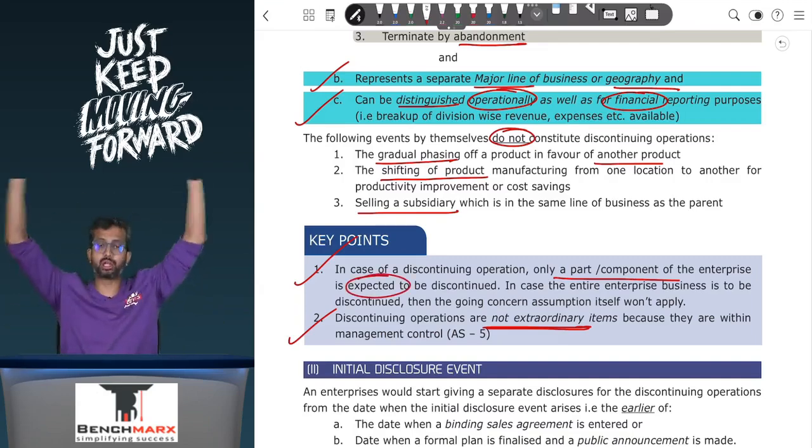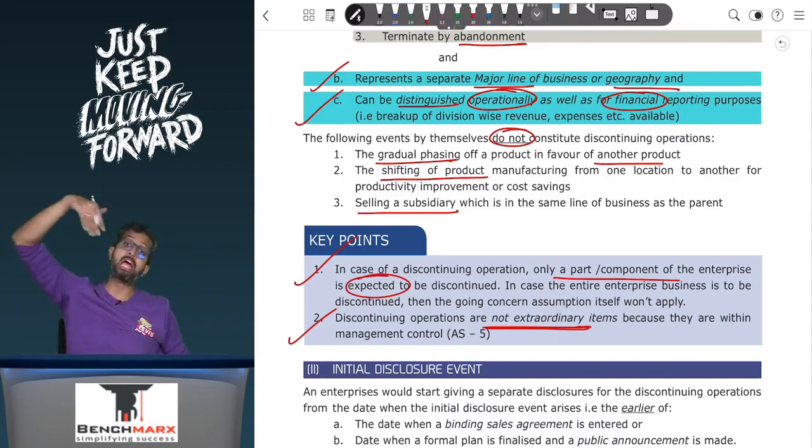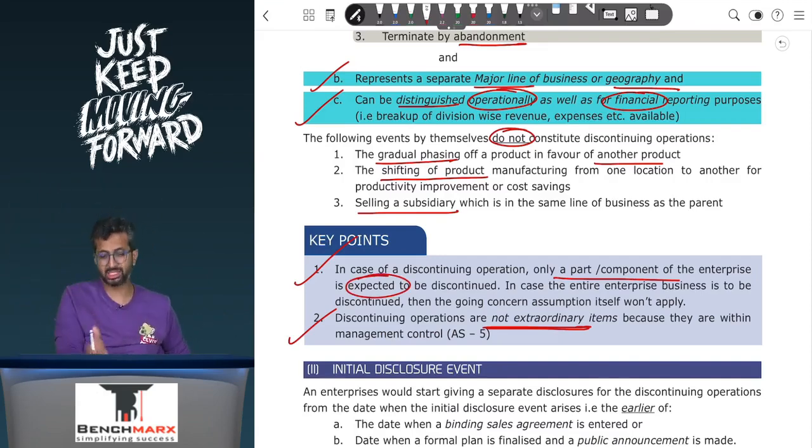If the entire company's business is expected to be discontinued, the going concern assumption will be violated as per AS 1, and your accounts will be prepared on a liquidation basis. This is only for a division of an enterprise which has multiple divisions that is likely to be discontinued.